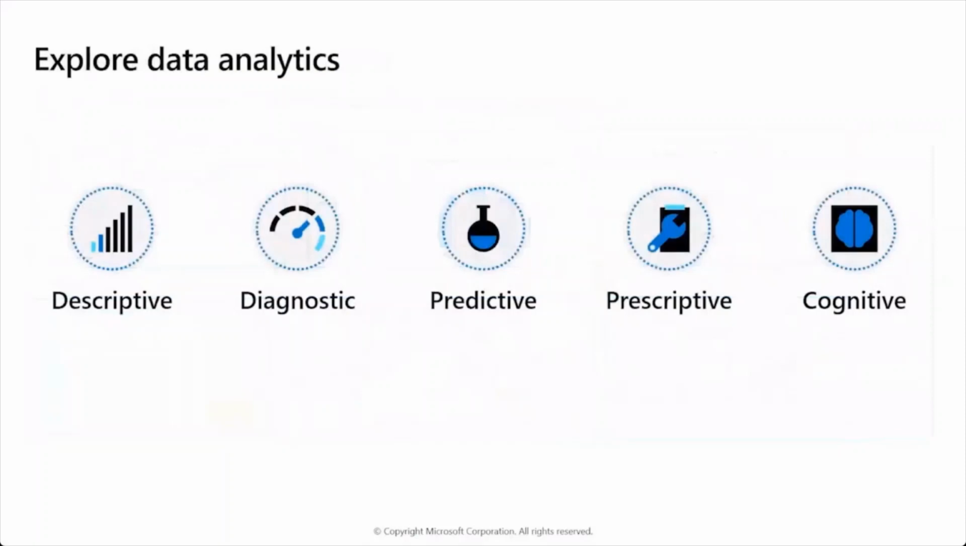Now, just to wrap up on data analytics. So data analytics is really about examining, transforming, and arranging data so that you can study it and extract useful information out of your data. You can often categorize data analytics as descriptive, diagnostic, predictive, prescriptive, and cognitive.